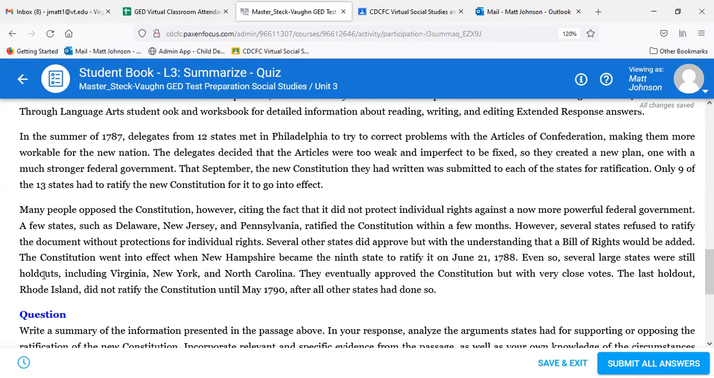Even so, several large states were still holdouts, including Virginia, New York, and North Carolina. They eventually approved the Constitution, but with very close votes. The last holdout, Rhode Island, did not ratify the Constitution until 1790, after all other states had done so. So, thinking about summarizing that, what is the main idea here? What's the main point we're looking at?